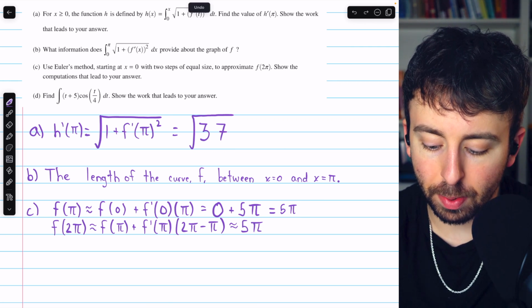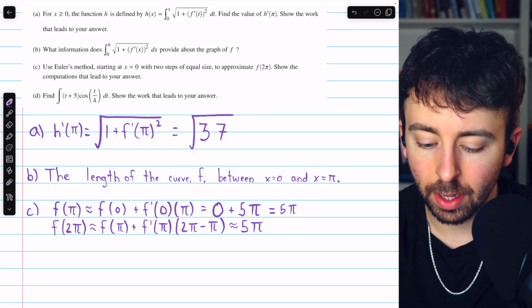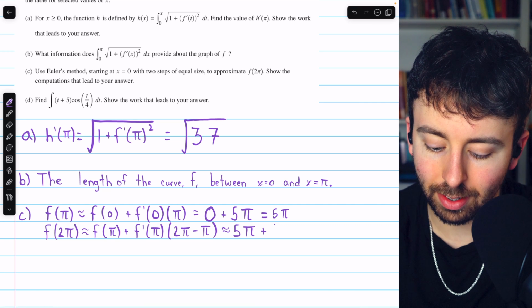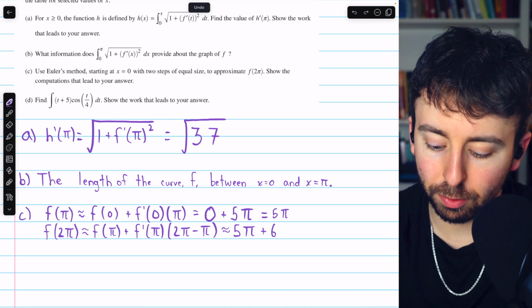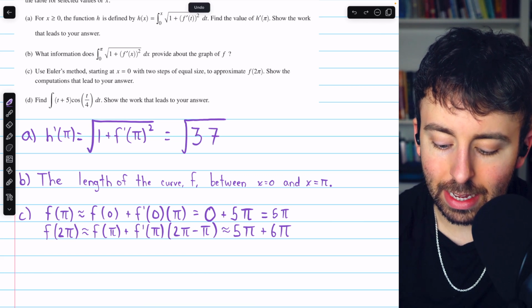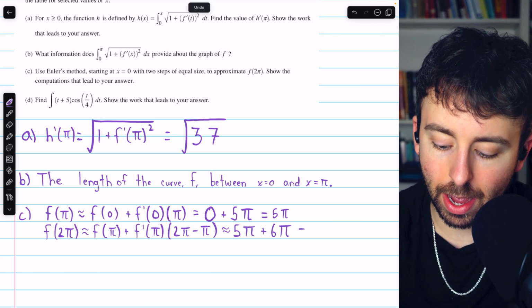And then f prime of pi, we know from the table, is 6. So this is going to be plus 6 multiplied by 2 pi minus pi, which is pi. So f of 2 pi is about 5 pi plus 6 pi, which is 11 pi.